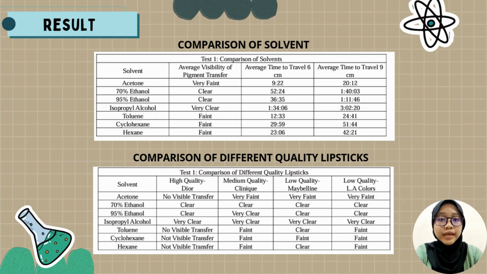In this slide, we compare two things. First, polar solvents like ethanol and acetone give a clearer pigment separation, while non-polar solvents like hexane and cyclohexane show a weaker result. Second, higher quality lipsticks created more defined pigment bands, whereas lower quality ones show little to no separation. So both solvent type and lipstick quality clearly affected the chromatographic outcome.